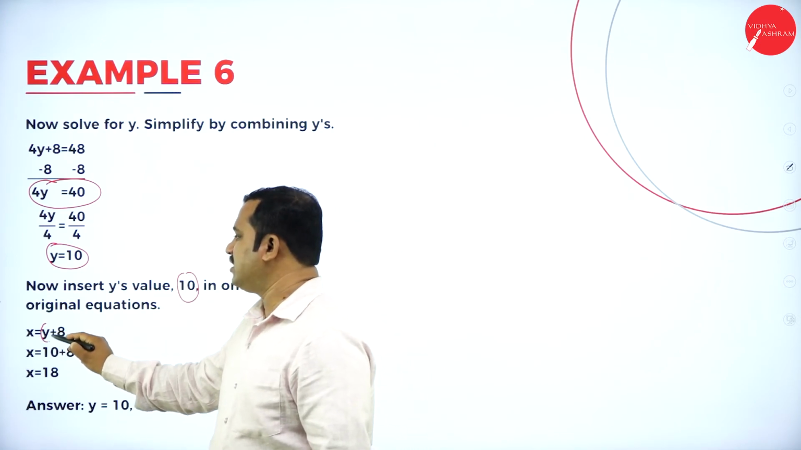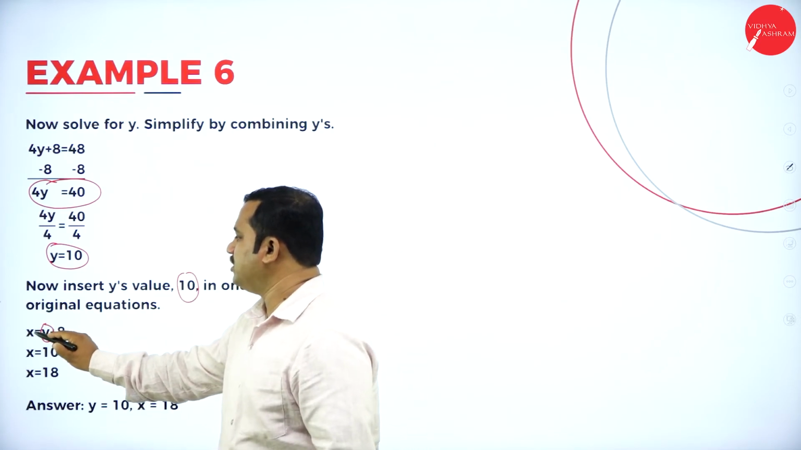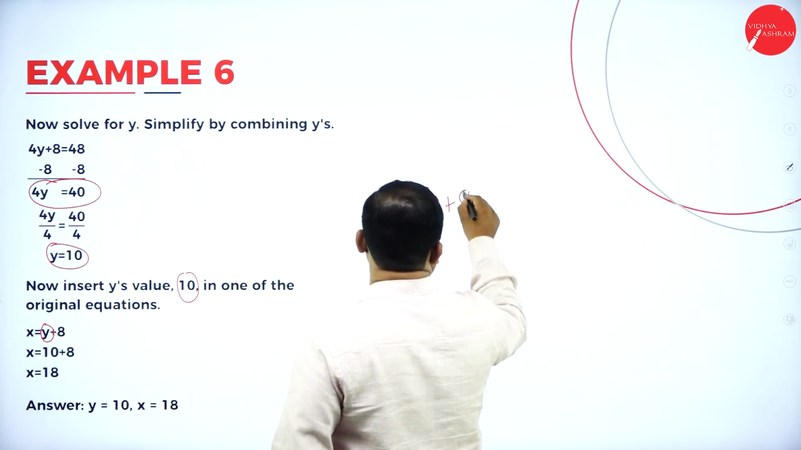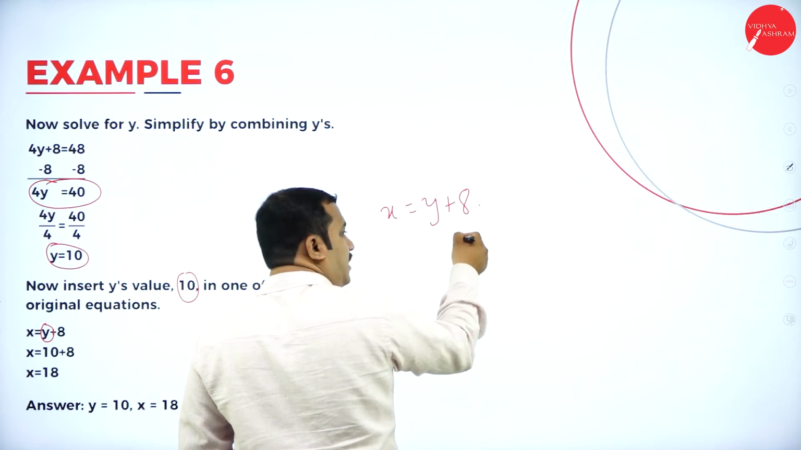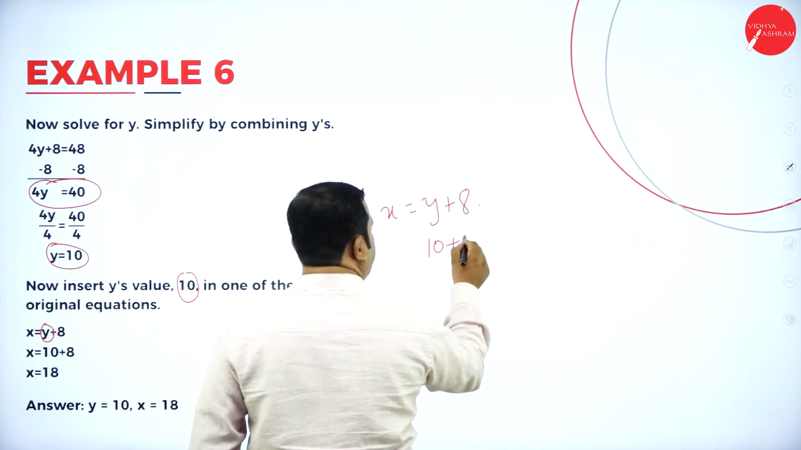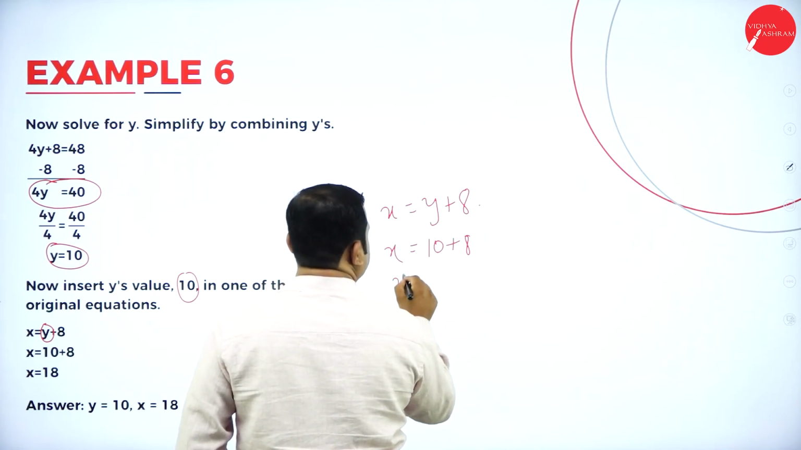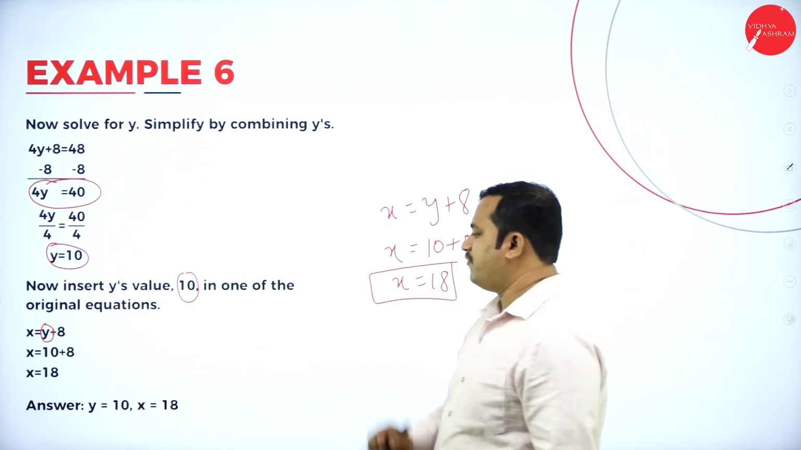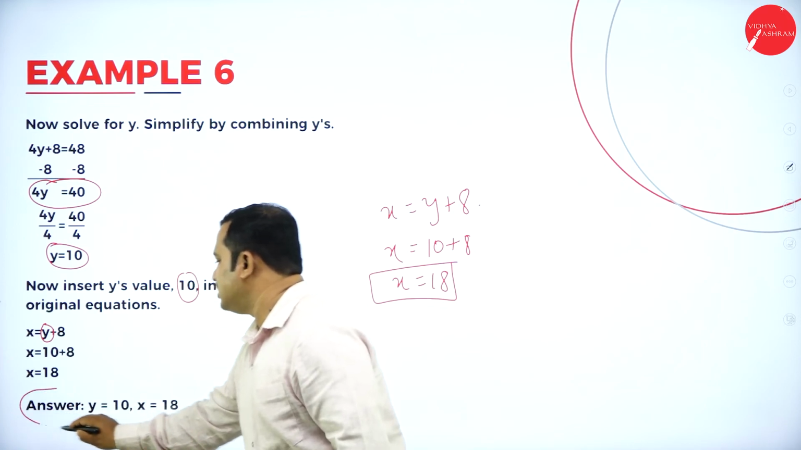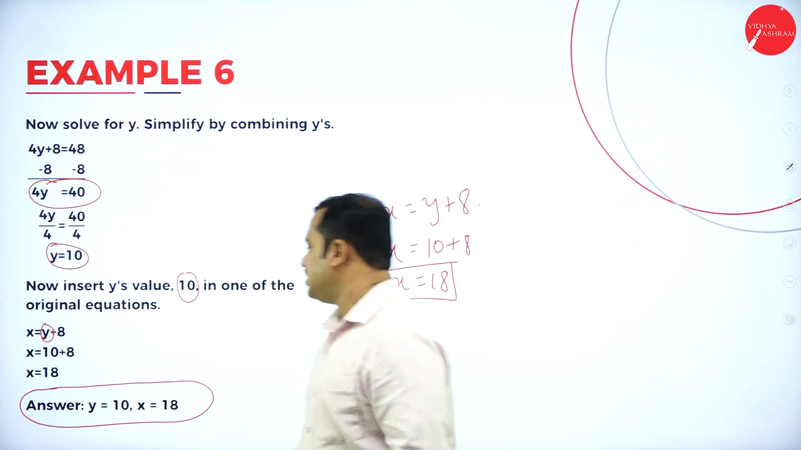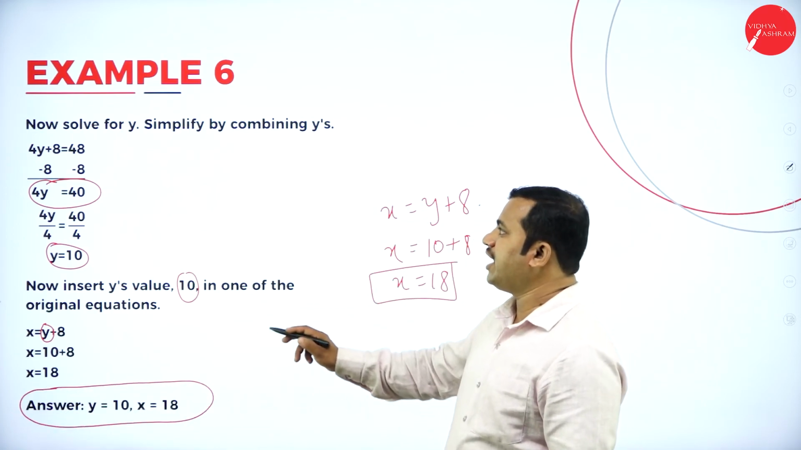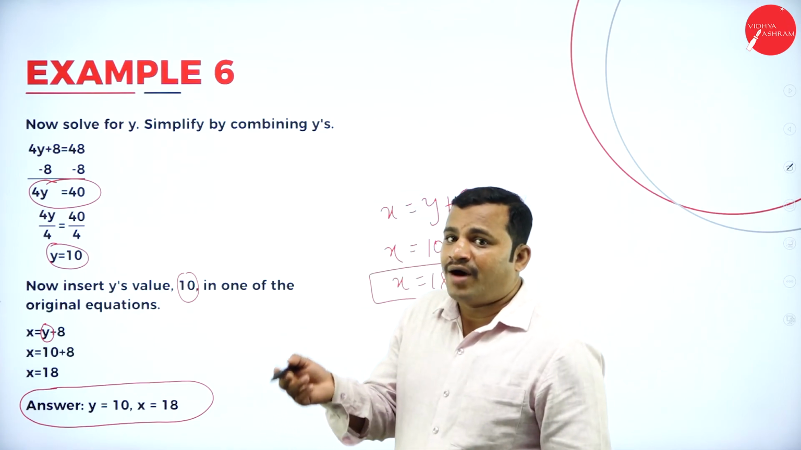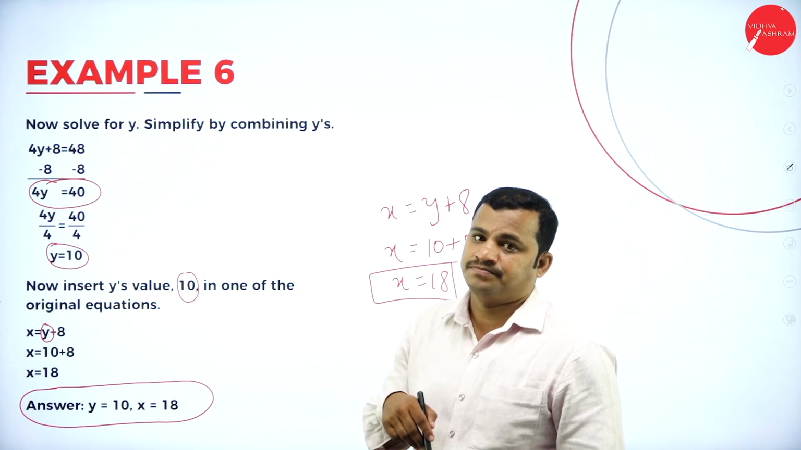If I place it here, x equal to y plus 8. So y is equal to 10, which is already determined. So 10 plus 8, which is assigned to x. So x equal to 18. So this is the value of x. So the answer is y is equal to 10, x equal to 18. This is the solution we have obtained by substituting the value of y into x.